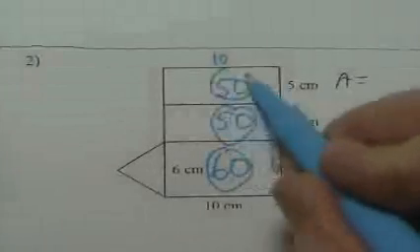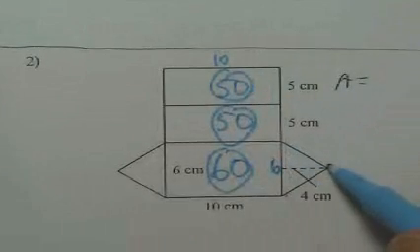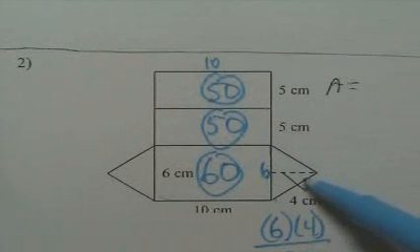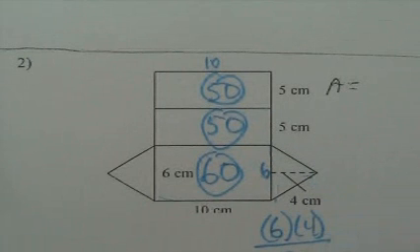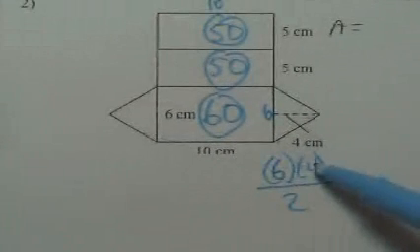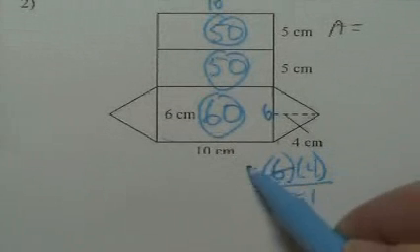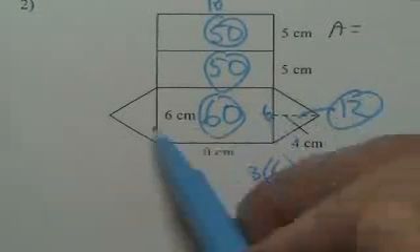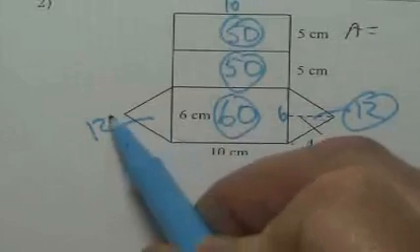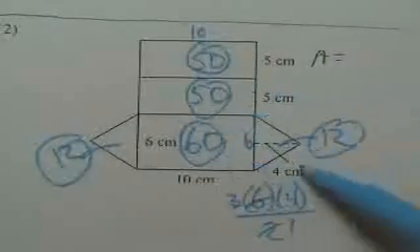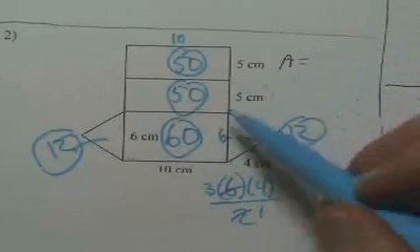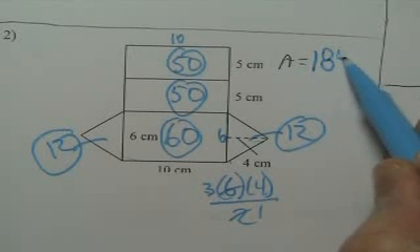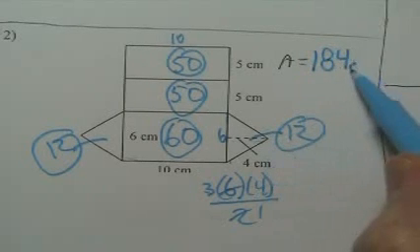Let me just circle these areas. So this is 6 by 4. Remember, it's base times height divided by 2. So 6 times 4 divided by 2. 2 goes in there once, 2 goes in there 3. So 3 times 4 is 12. So each one of these, that's 12. And that means this over here is 12. So I add all this up. And let's see, it's 160, it's 184. And that is centimeters squared.